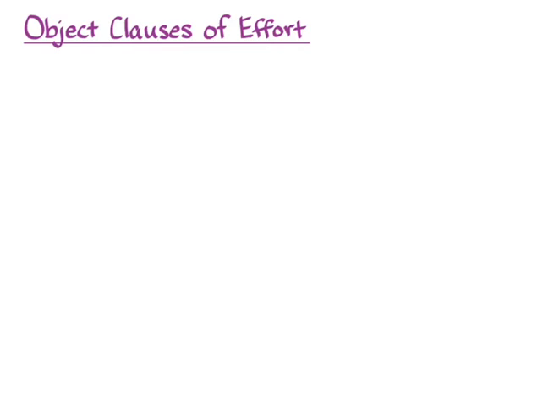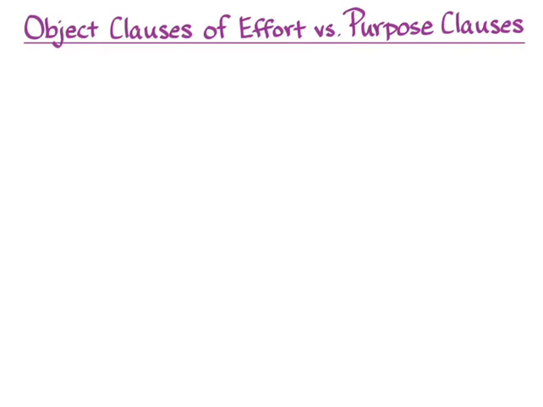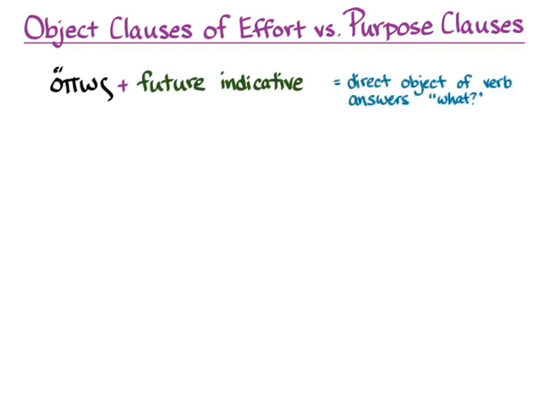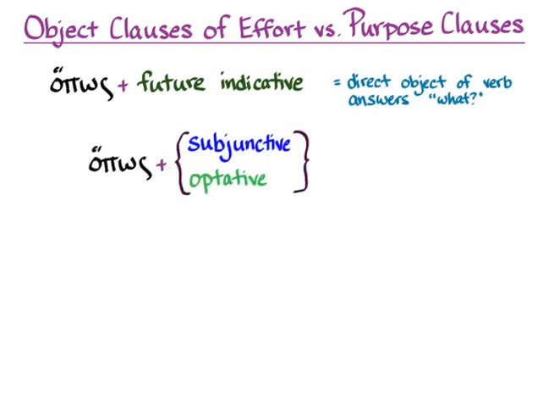Of course, we have another way to use hopos as a conjunction, and so I want to make sure that you can see the difference between object clauses of effort and purpose clauses. So, hopos and the future indicative is really the direct object of certain verbs of striving, and it answers the question what. So she contrives. What does she contrive? And hopos and the future indicative will tell you what that is. Hopos and the subjunctive, or the optative, is a purpose clause and answers the question why. She sends the enemies away. Why does she do that? In order that something. And that answers the question why.